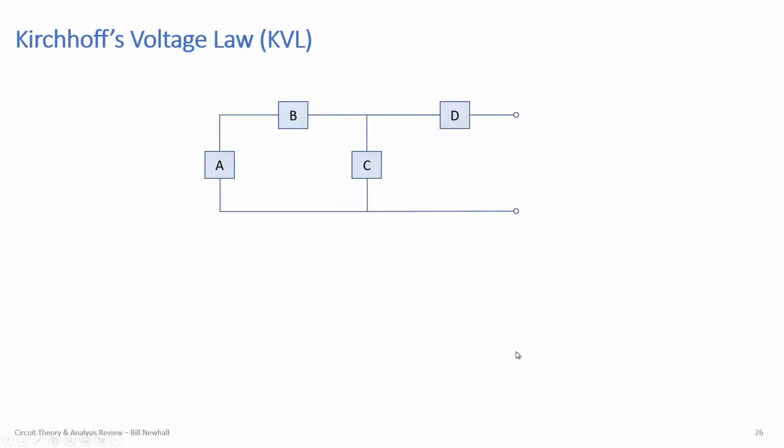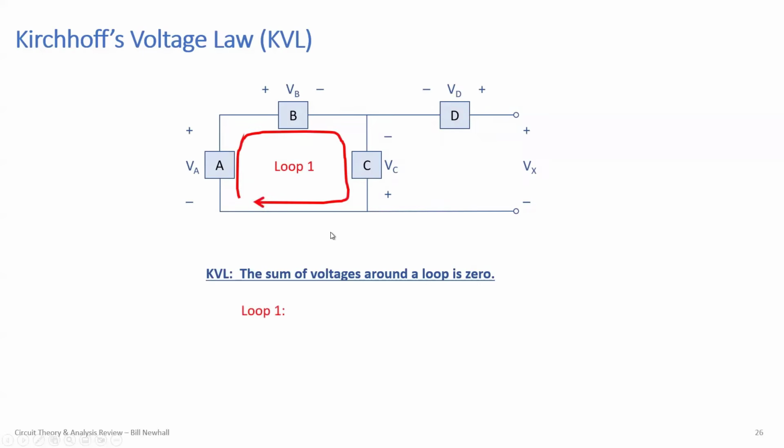Kirchhoff's voltage law applies to loops and voltages that I've defined. So here are voltages I've defined on a circuit that I've made up. As KVL says, the sum of voltages around a loop is 0. So if I define a loop, for example, loop 1, I can start anywhere on that loop. I can go either direction. I've just chosen to start at the lower left here.